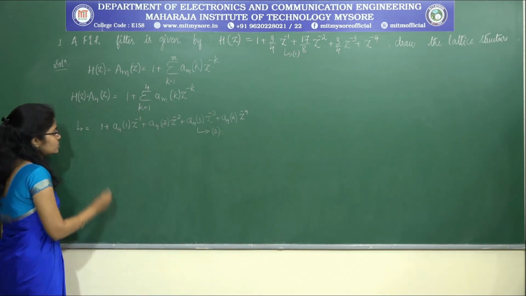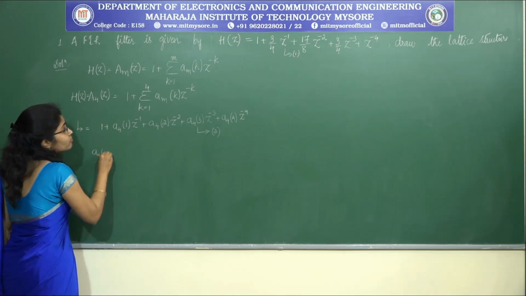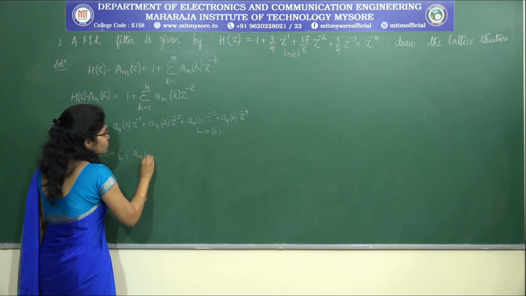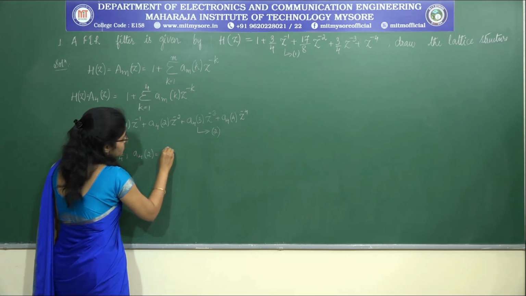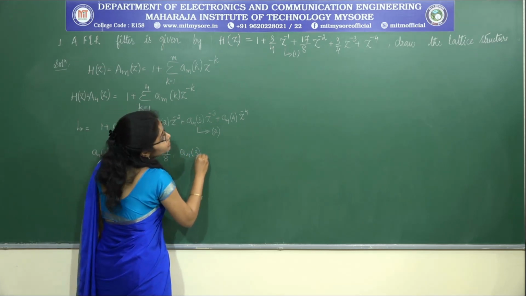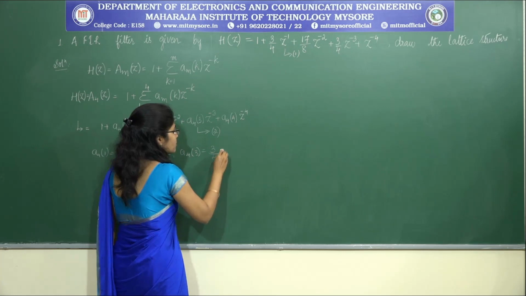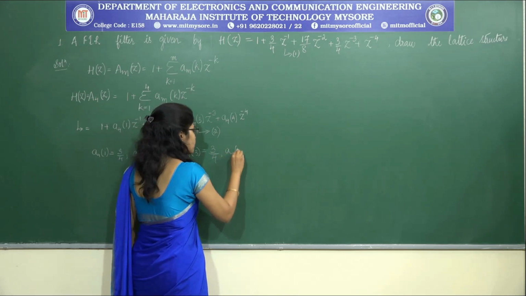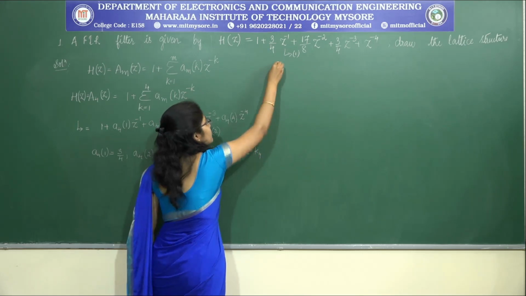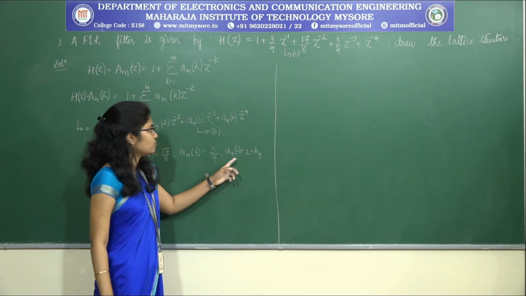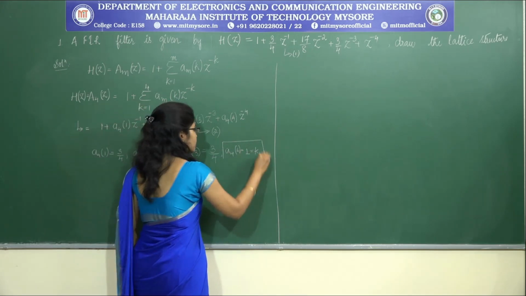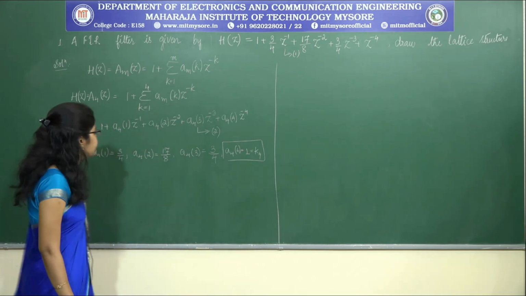Now if I compare equation 1 and 2, a4 of 1 is equal to 3 by 4. a4 of 2 is equal to 17 by 8. a4 of 3 is equal to 3 by 4. a4 of 4, which is equal to 1, which is equal to k4. Since it is a4 of 4, that is obviously equal to k4 and the value of k4 is equal to 1. We got first parameter.